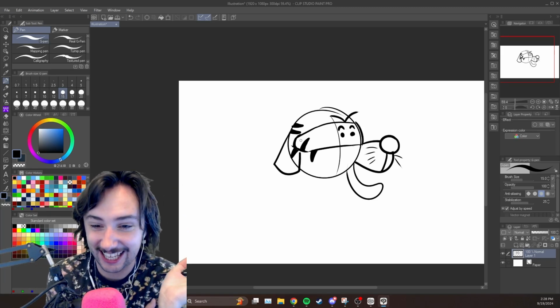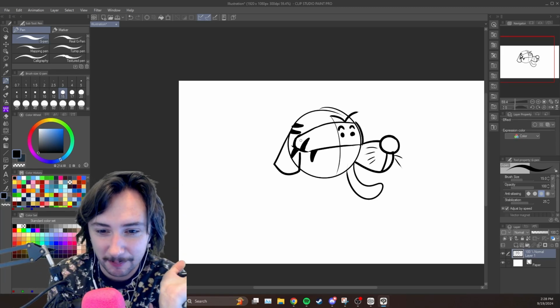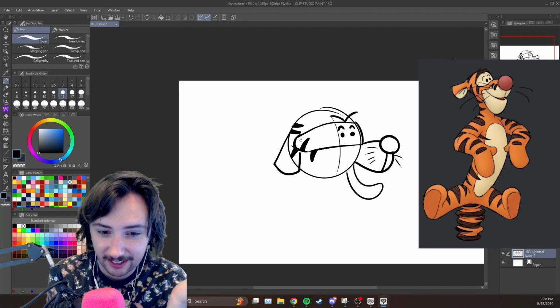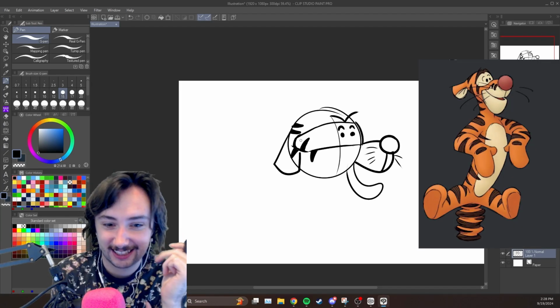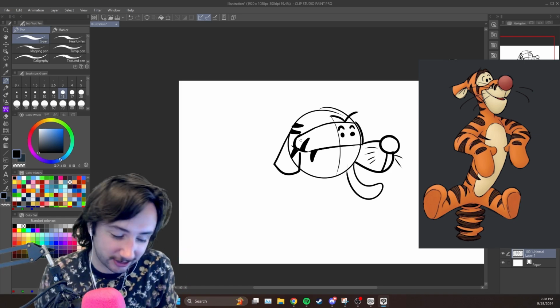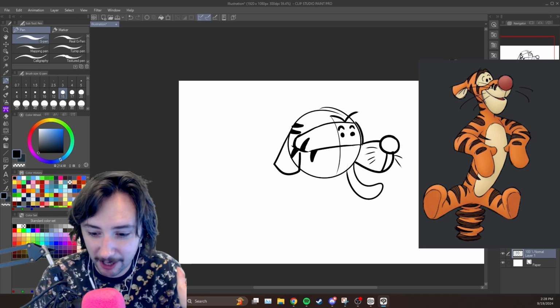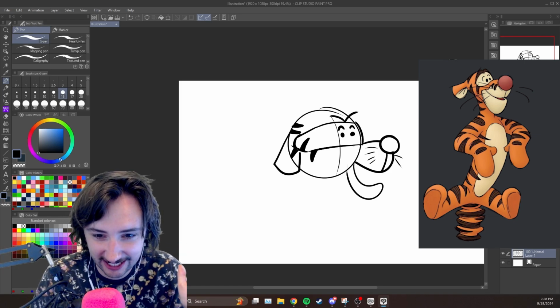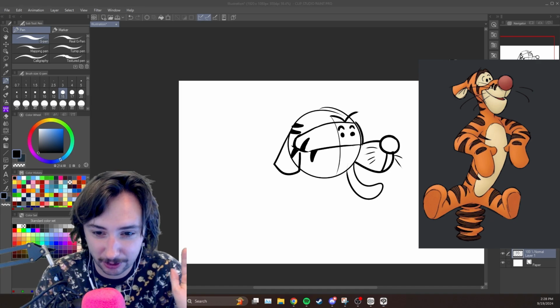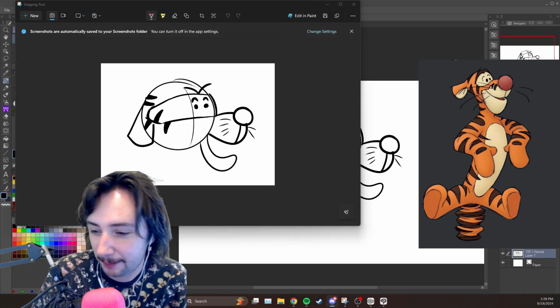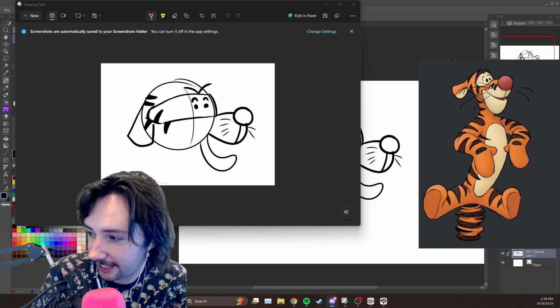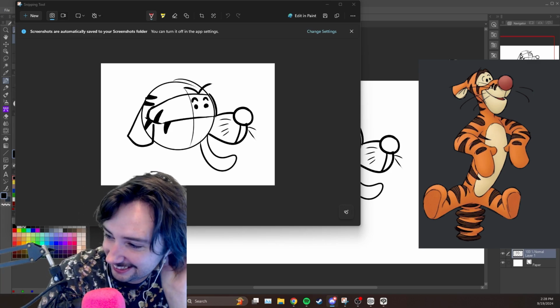I think it doesn't look like the character. I mean, it kind of does, but it's Tigger, right? It is. In some ways, I actually think that this looks a lot like Tigger, and in some ways, I think this looks absolutely nothing like him. I feel like I really captured his essence while not looking like him at all. Whoa.